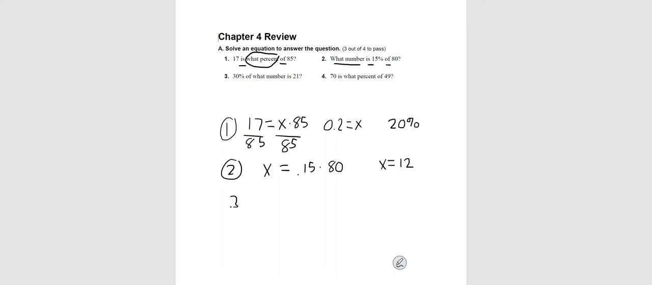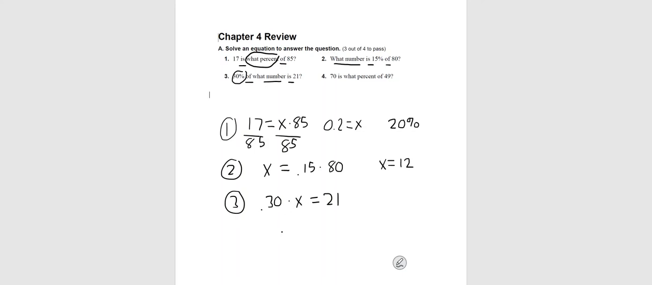Okay, number 3. 30% of what number is 21? So let's write our equation. Remember, we always change our percent to a decimal. So 30% would become 0.30. Of, that's our times. What number, that is our x, is our equals, and then 21. Once we have our equation written, we just solve it for whatever variable we have in the equation. So 0.30 times x equals 21.